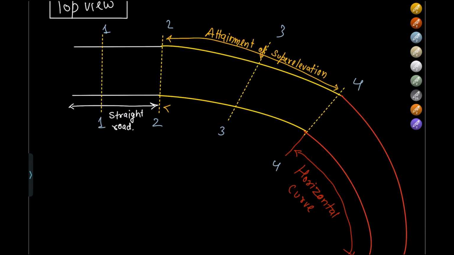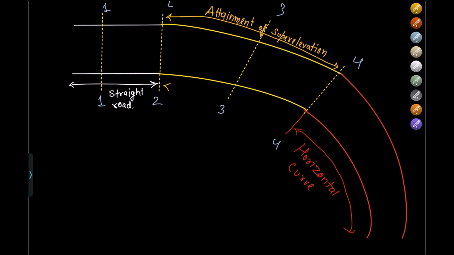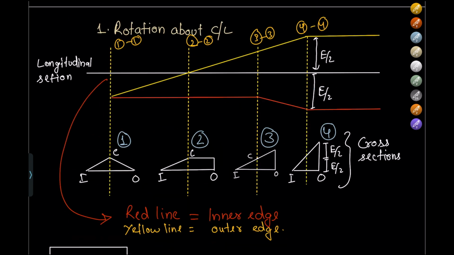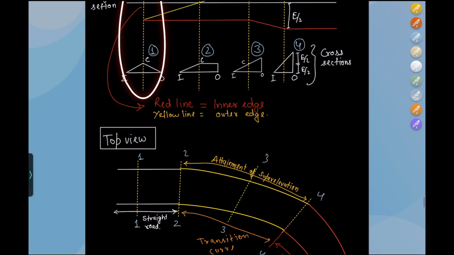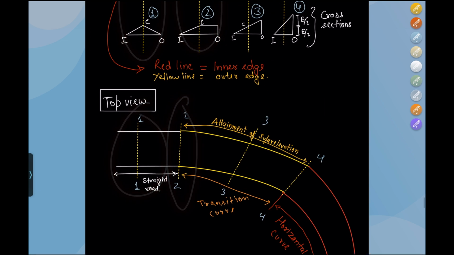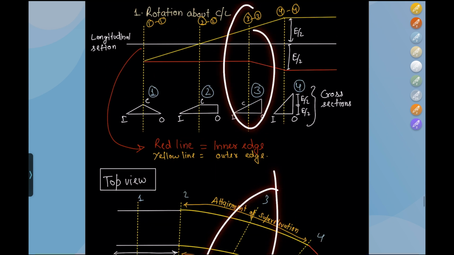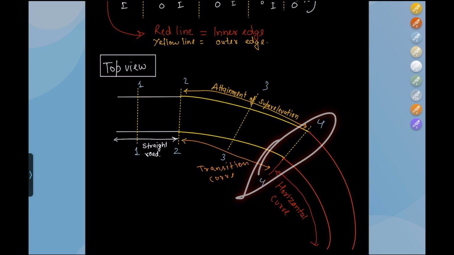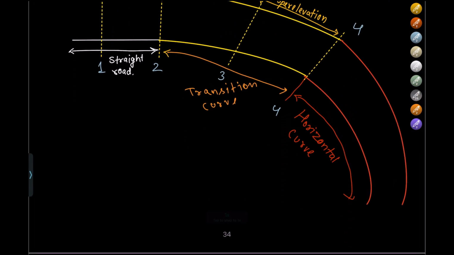For the top view, it will look something like this. This is known as the transition curve, right? Section 4-4 is represented in 1-1. This and this and this is same. Next 2-2 and this is same. Next 3-3 and this is same. Next 4-4, and as soon as the horizontal curve starts, the total superelevation is completely achieved, right?